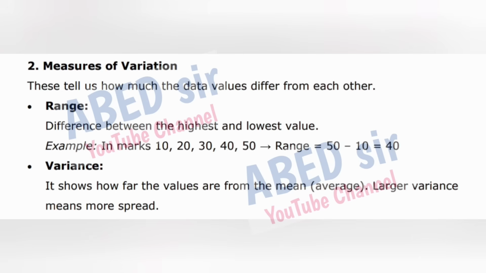2. Measures of variation. These tell us how much the data values differ from each other. Range. Difference between the highest and lowest value. Example: in marks 10, 20, 30, 40, 50, range is equal to 50 minus 10 is equal to 40. Variance. It shows how far the values are from the mean, average. Larger variance means more spread.